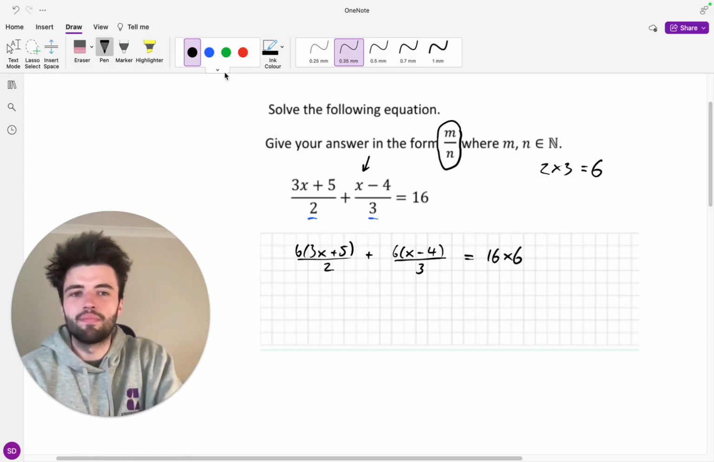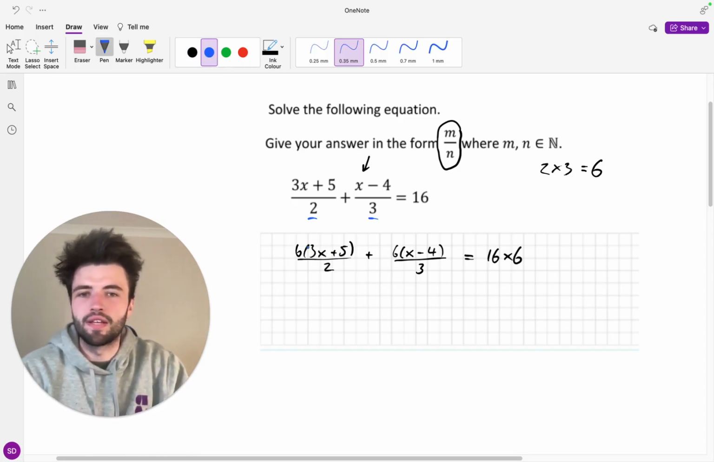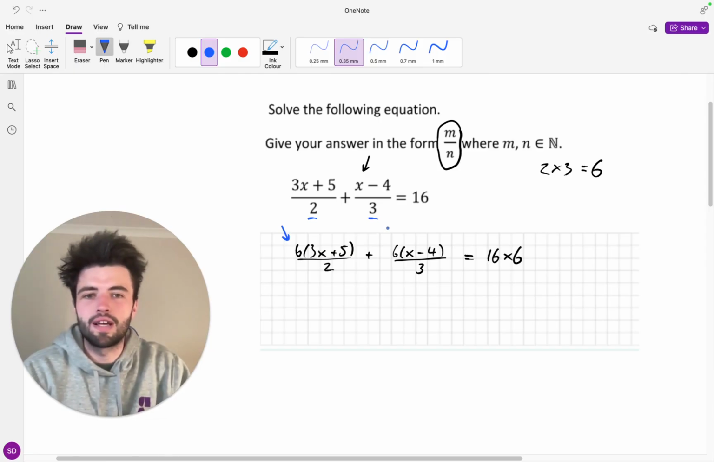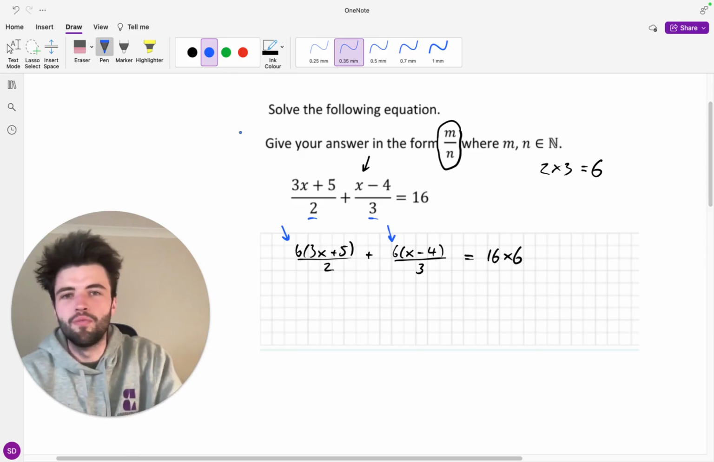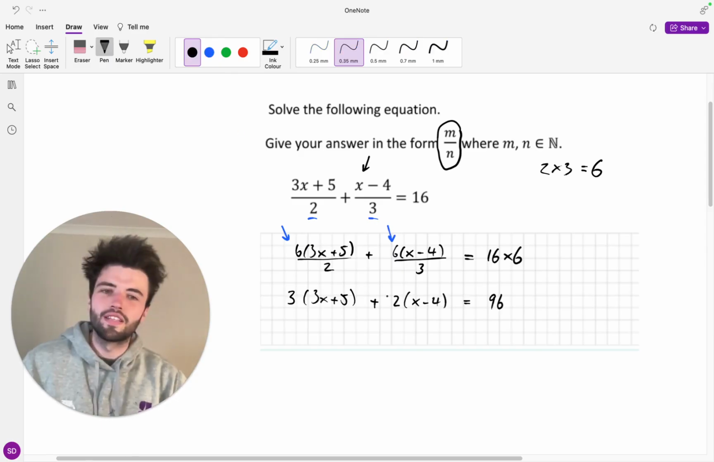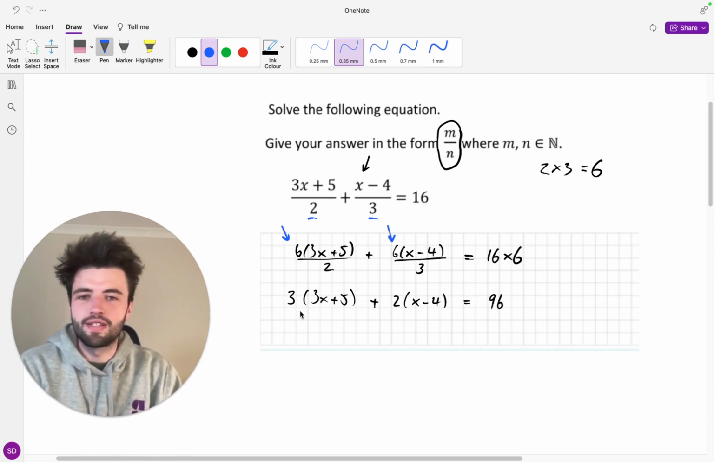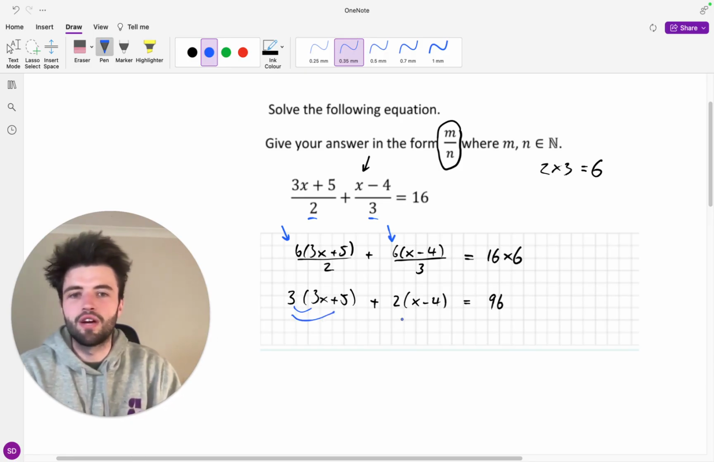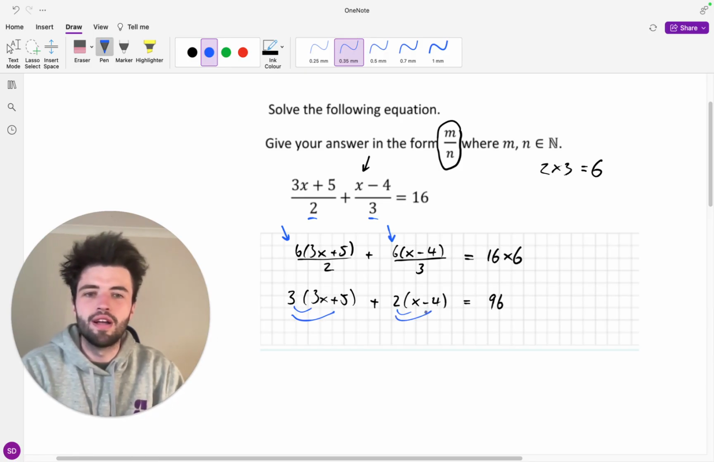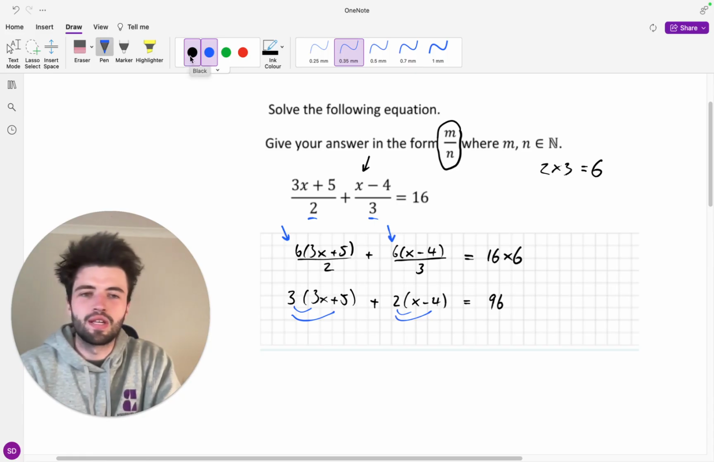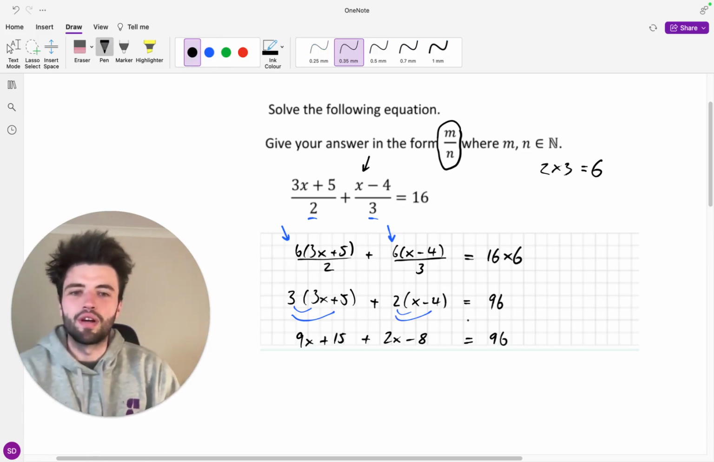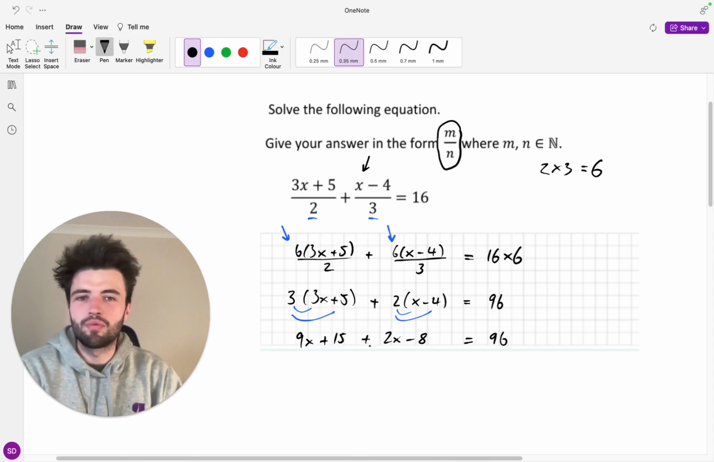Our next step is going to be to begin to cancel things. We can see we've got a 6 on the top and a 2 on the bottom, so it's going to end up as 3, and then a 6 over 3 is going to end up as 2. When we tidy it up, it's going to look like this. Our next step is to simplify these brackets. We're multiplying in 3 here, so 3 times 3x and 3 times 5, and then we do the same thing for this bracket with 2 times x and 2 times minus 4. And then 96 on the right hand side is just 16 times 6. Now you can see we've gotten rid of all our fractions and all our brackets, so we're starting to make progress here.